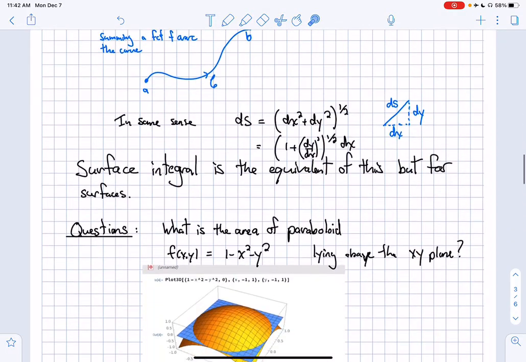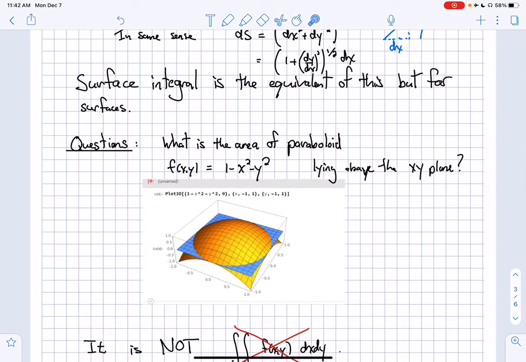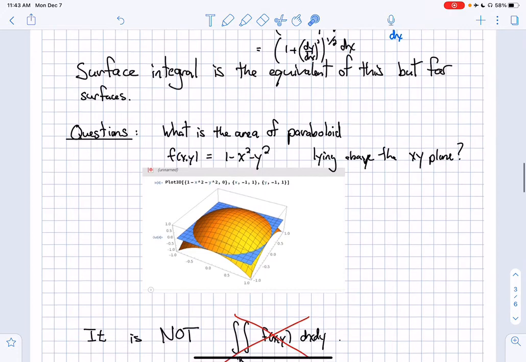Now, surface integral, we want to do the same thing, but for a surface, okay? And so here's a good question that we will be able to answer in a minute. It's a tough question. What's the area of the paraboloid 1 minus x squared minus y squared lying above the xy plane? Okay, so at the end of the day, we want the area of that cap. But that surface is curvy. How can I get the area?